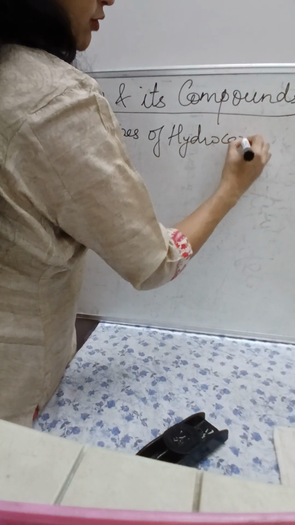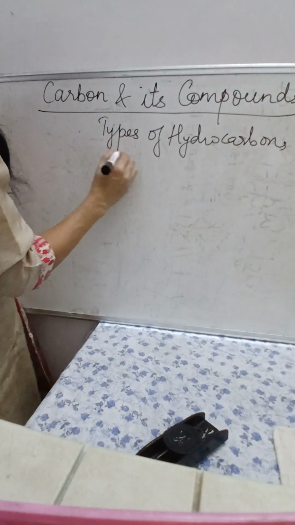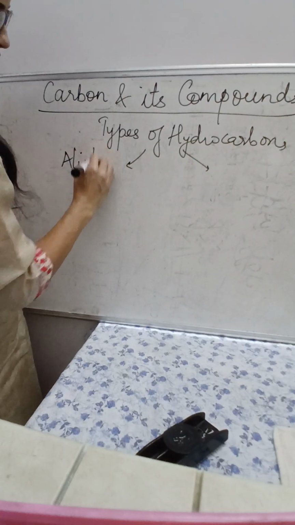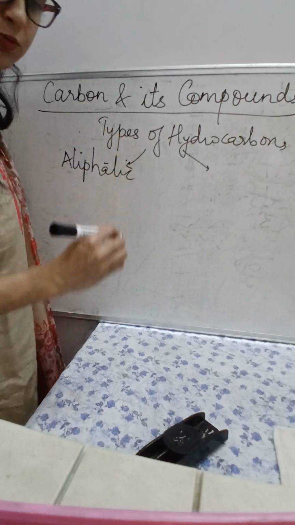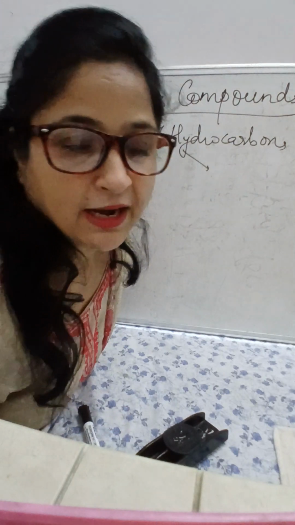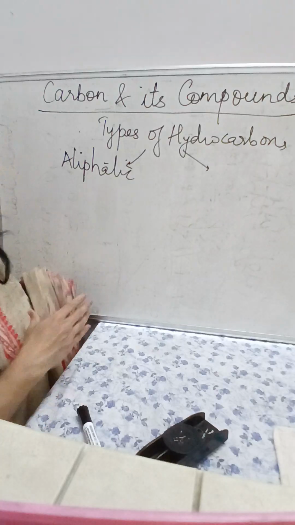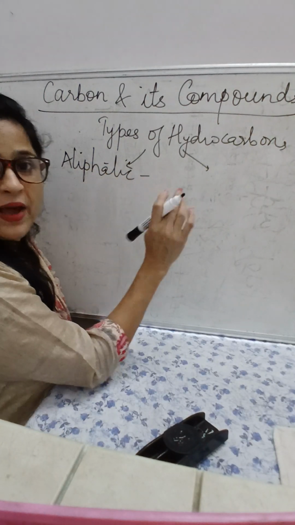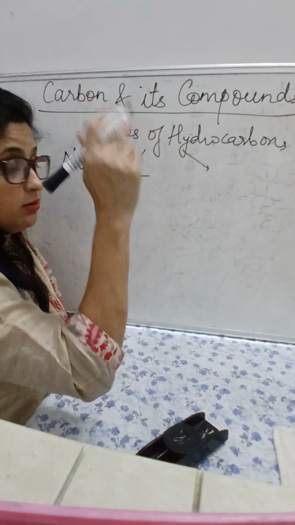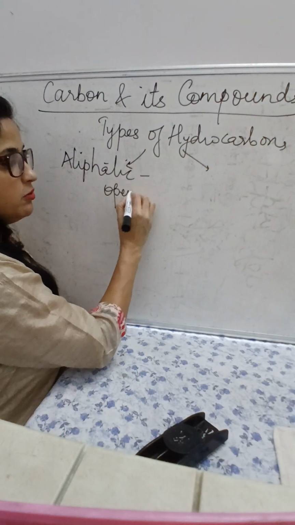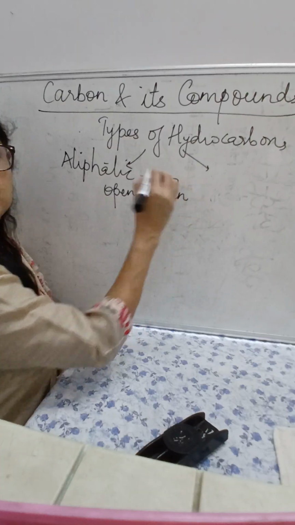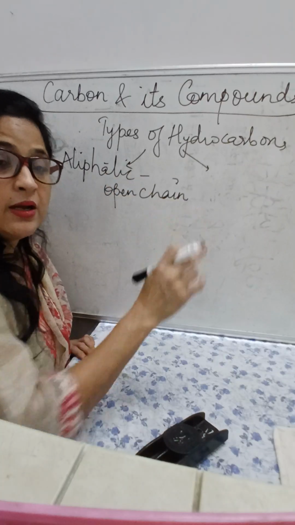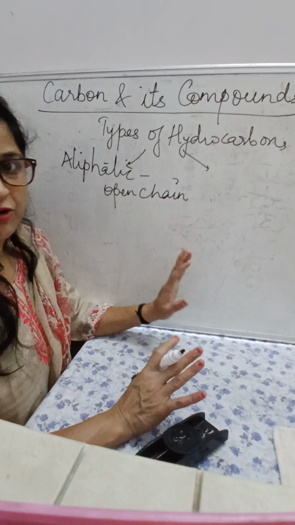There are 2 types of hydrocarbons mainly. One is aliphatic and the other one is aromatic. First of all, children, I would like to explain what we mean by aliphatic hydrocarbons. Aliphatic hydrocarbons are those hydrocarbons wherein there is no ring. These are open chain hydrocarbons. The first difference you should know: an aliphatic hydrocarbon is an open chain hydrocarbon.